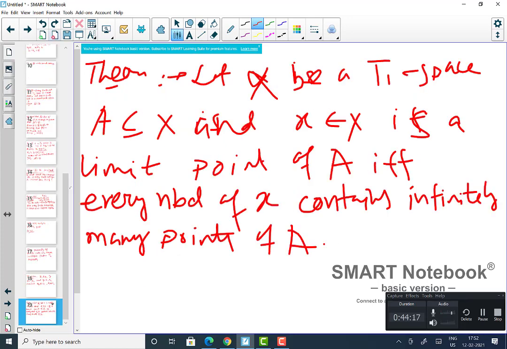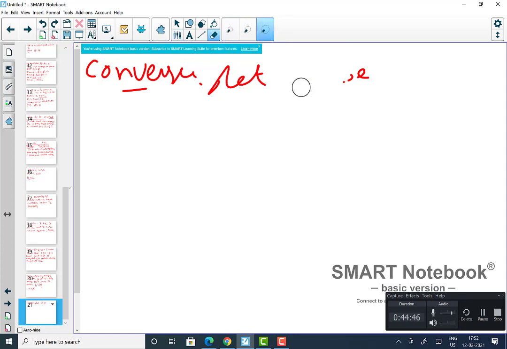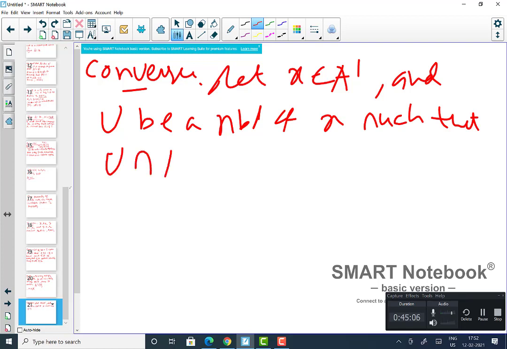Now conversely, let us assume that x is a limit point of A. So let x belong to A dash, and let U be a neighborhood of x such that U intersect A minus {x} is finite, something like x1, x2, up to xn, finitely many points.